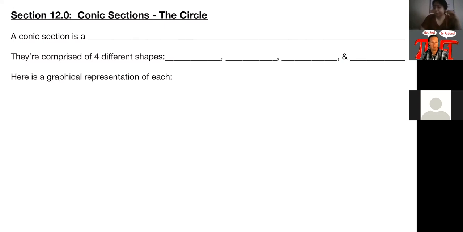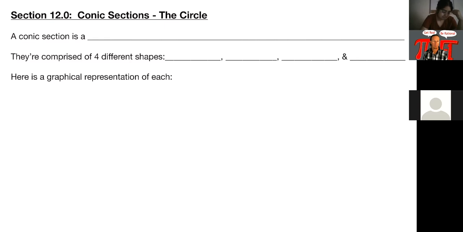All right, guys, chapter 12 here. Actually, 12.0 I had to add in because they didn't have a section in this free text through OpenStax that encompassed one of the easiest of all the conic sections, the circle. So that's why it's labeled 12.0. If you look for it, it's not actually in our book, but you can use some supplementary stuff for sure.